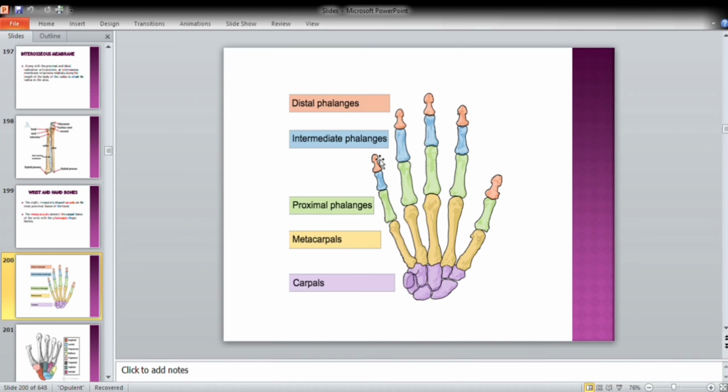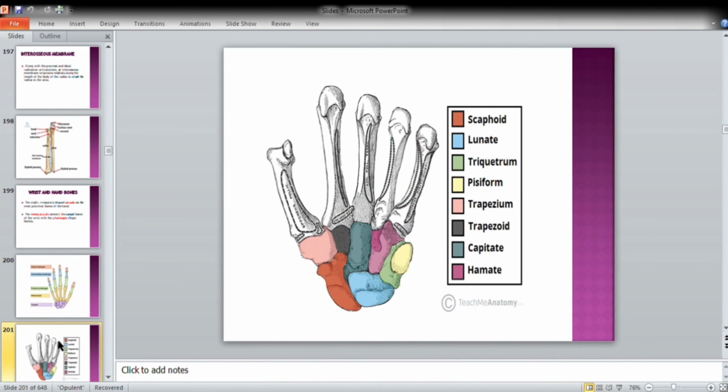These three phalanges, which include distal, intermediate, and proximal, are the fingers, also known as phalanges. These are the metacarpals and these are the carpals. This bone is the scaphoid bone. Okay, scaphoid, lunate, triquetrum, and pisiform. Trapezium, trapezoid, capitate, and hamate.